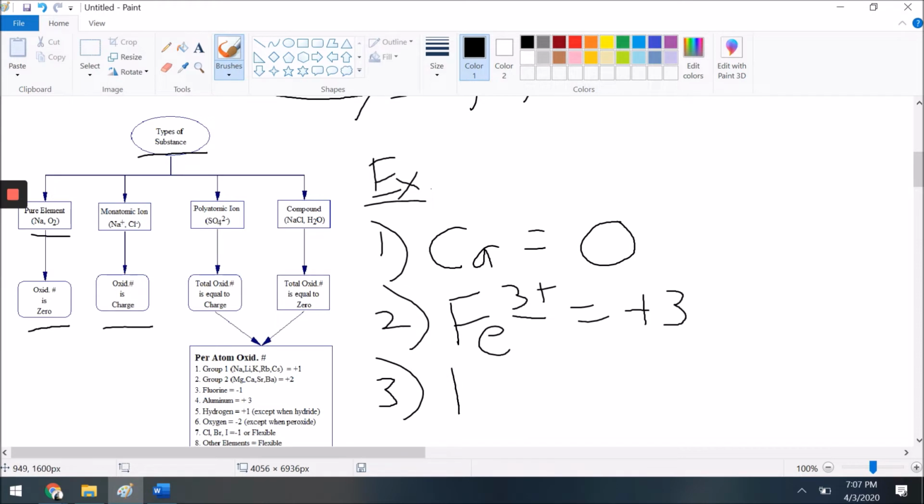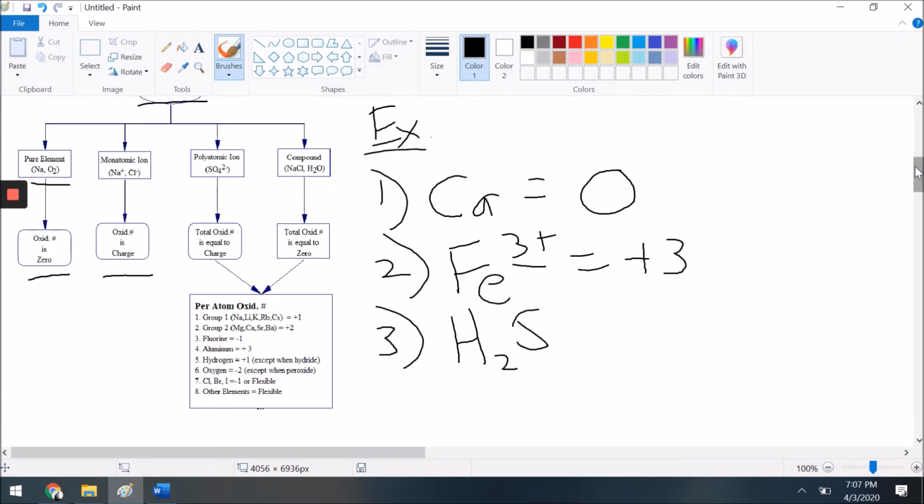Let's see, you have this H2S. Let's go through the types of substance. Is it a pure element? Nope. Is it a monatomic ion? No. Is it a polyatomic ion? No. Is it a compound? You bet. H2S. If I ask for the oxidation number for this compound, then it should be 0. However, if I ask for the oxidation number for each atom or element, it's going to be different.